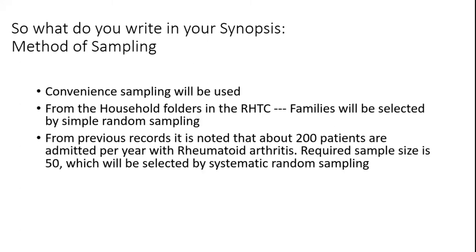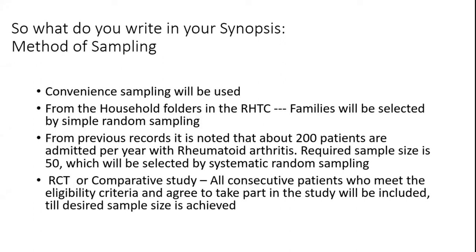Now, or let us say you are doing a study on rheumatoid arthritis. So you say from previous records, it is noted that 200 patients are admitted each year. My sample size is 50. So I will select these 50 by systematic random sampling. So I'll take every fourth person. This is called systematic random sampling.